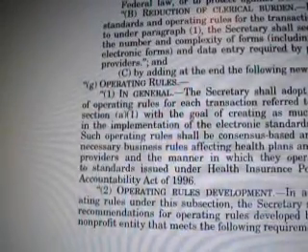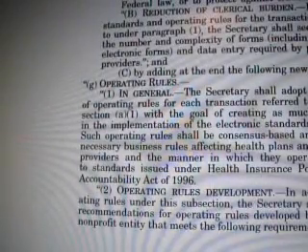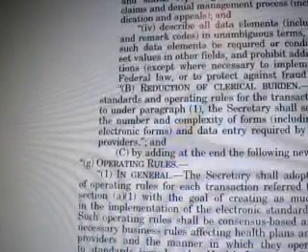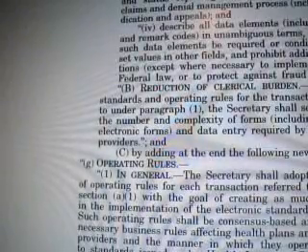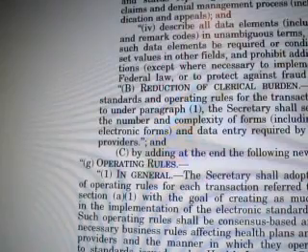Okay, it goes down to letter G. Okay, now, when we're talking about reduction of clerical burden, in other words, you're not going to have to read through 50 million forms to find out how much your health insurance is going to pay and how much you're going to have to pay. Okay, so you're going to have very easy to read forms. None of that legal mumbo jumbo. Okay.